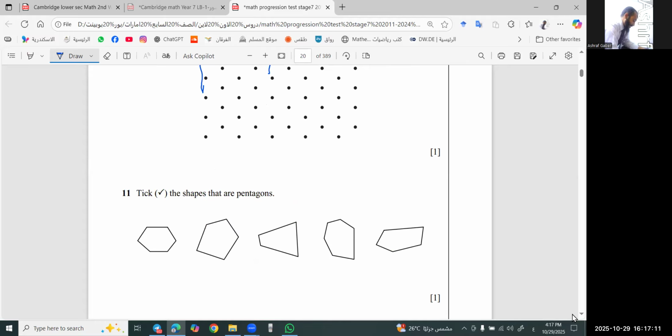Clear? Yes. Pentagon. Do you have this name before? Yes, it has 5 sides. So we tick the shapes that represent a pentagon. Jada, take right for the pentagon only. Five sides.